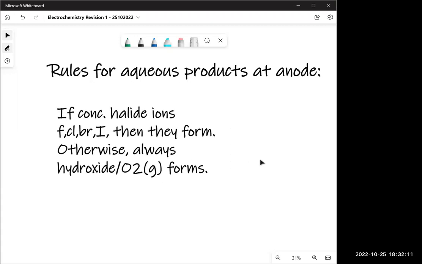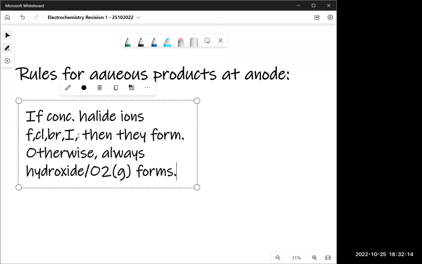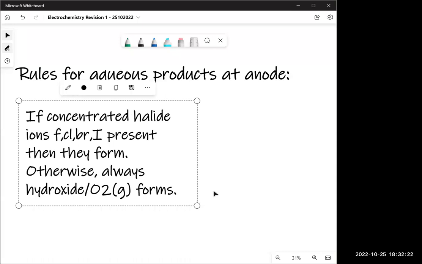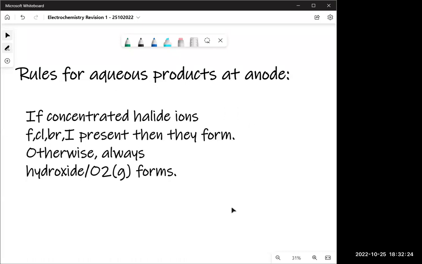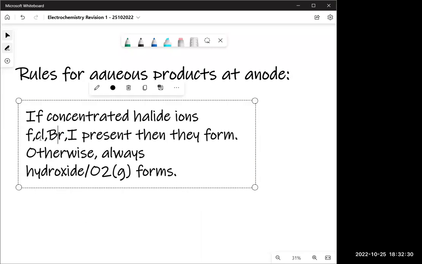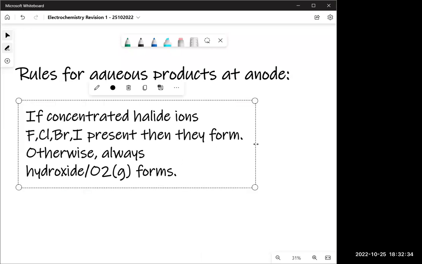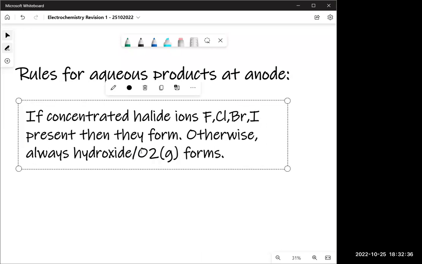Pavada, read it out loud. If concentrated halide ions, F, Cl, Br, are present, then they form. Otherwise, always hydroxide forms. Hydroxide or O2 gas forms. So hydroxide to this guy.